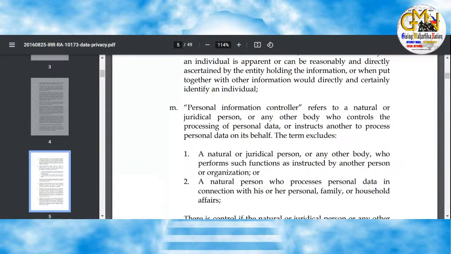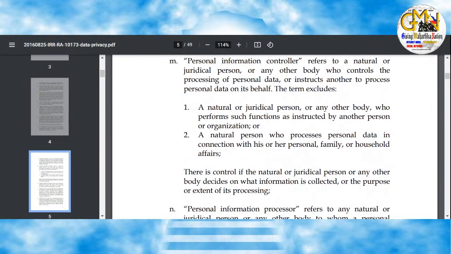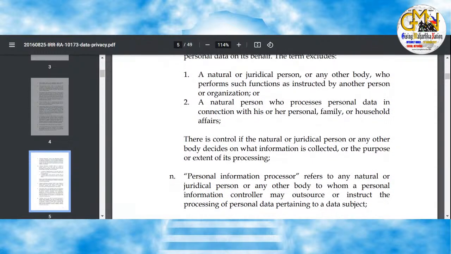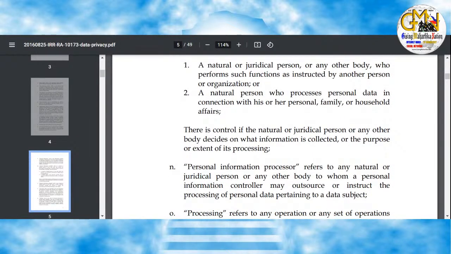The term excludes, first, a natural or juridical person or any other body who performs such functions as instructed by another person or organization. Or second, a natural person who processes personal data in connection with his or her personal, family, or household affairs. There is control if the natural or juridical person or any other body decides on what information is collected or the purpose or extent of its processing.